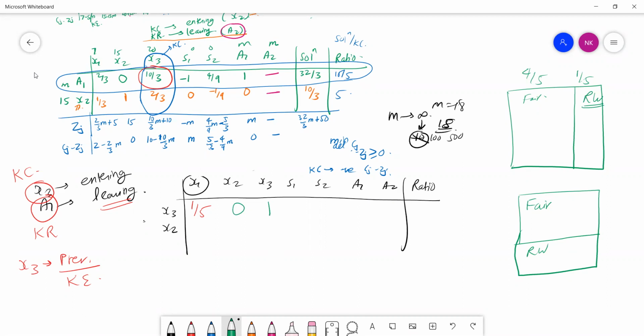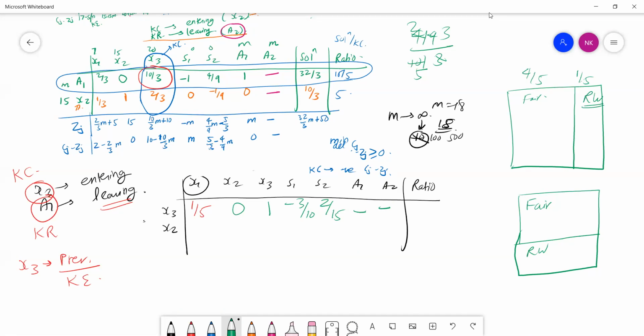X3 will be 1. This will be minus 1 divided by 10 by 3, so it will be minus 3 by 10. Then 4 by 9 divided by 10 by 3, so this will be 3, this will be 2 by 5. So if I'm not wrong, it will be 2 by 15. Next will be 4 by 9 divided by 10 by 3, which we have done. And A1 is the variable which we have left out in this iteration, so it will be dash and dash.